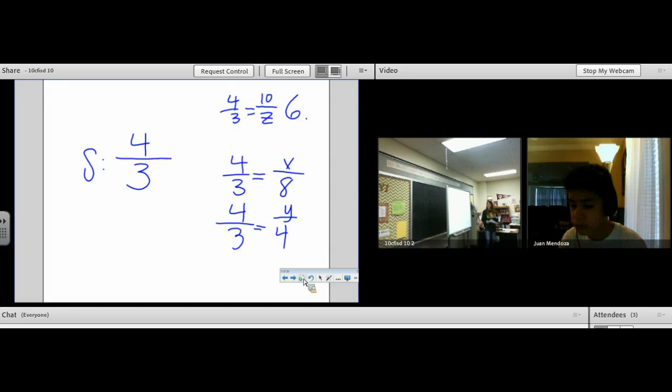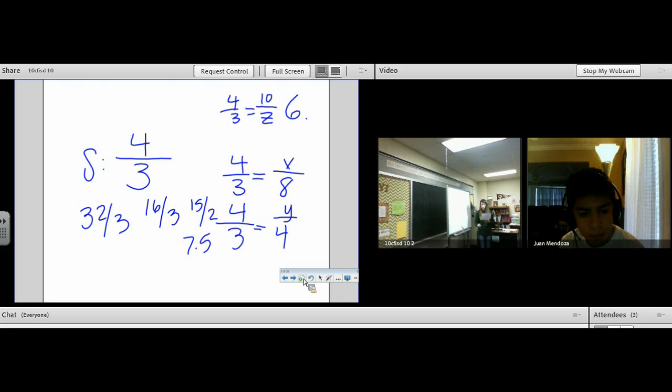All that's left is cross multiplying. And I'm just going to tell you what you're going to get. You're going to get 32/3 for x. You're going to get 16/3 for y. And you're going to get 15/2 or 7.5 for z. This is one where you can write it 2 different ways because it has an end. It doesn't go on forever. That 32/3 looks much better. Oh, stop it. Okay, 6 is done.